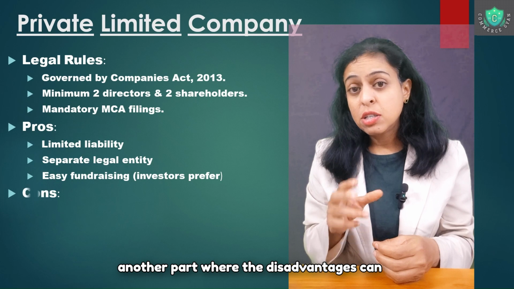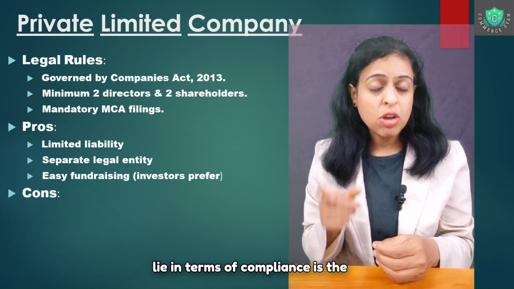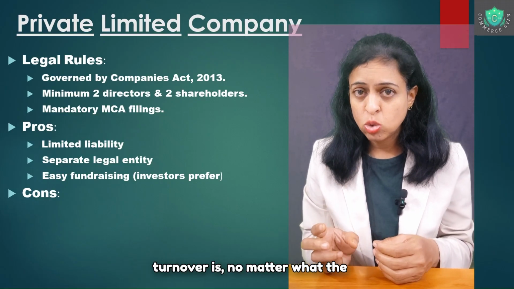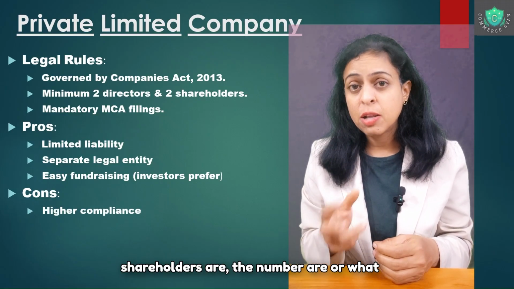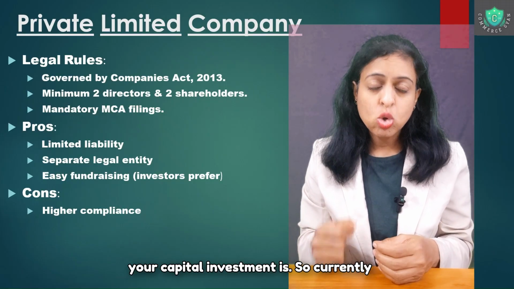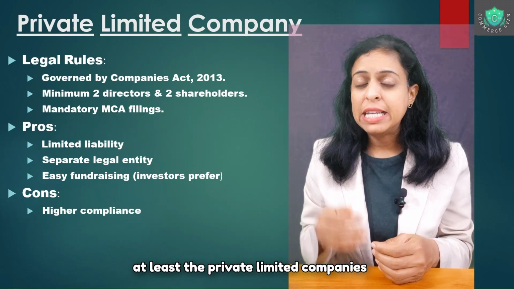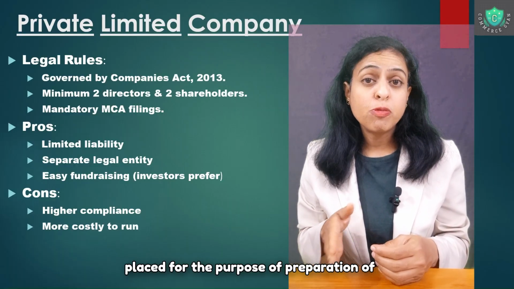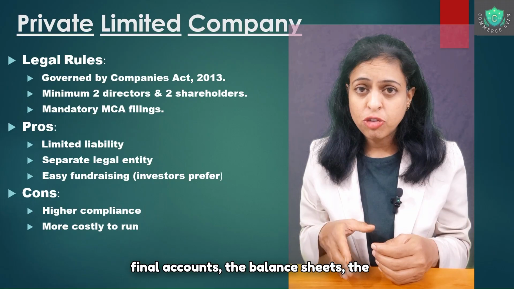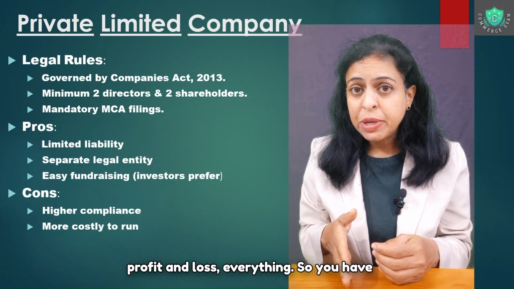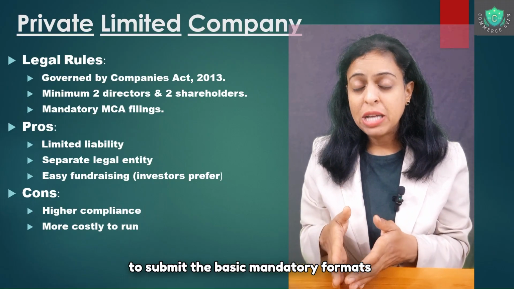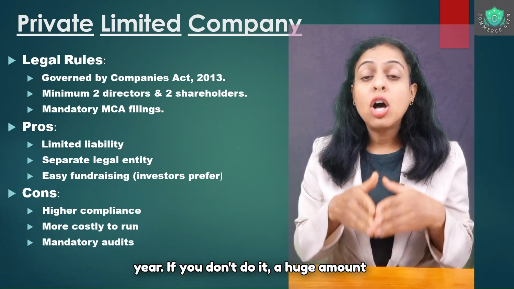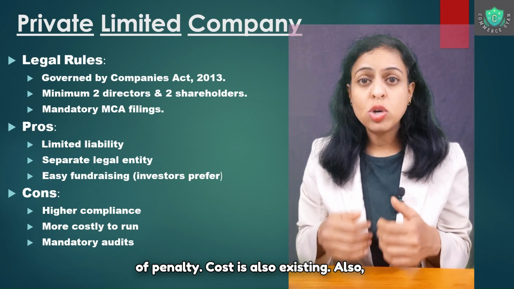Another part where the disadvantages can lie in terms of compliance is the compulsory audit. So you need to get your company audited no matter what the turnover is, no matter what the number of shareholders is, or what your capital investment is. So currently, at least the private limited companies mandatorily have to get themselves audited every year. Formats have been placed for the purpose of preparation of final accounts, the balance sheets, the profit and loss, everything. So you have to submit the basic mandatory formats with an audit report to the MCA every year. If you don't do it, a huge amount of penalty cost is also existing.